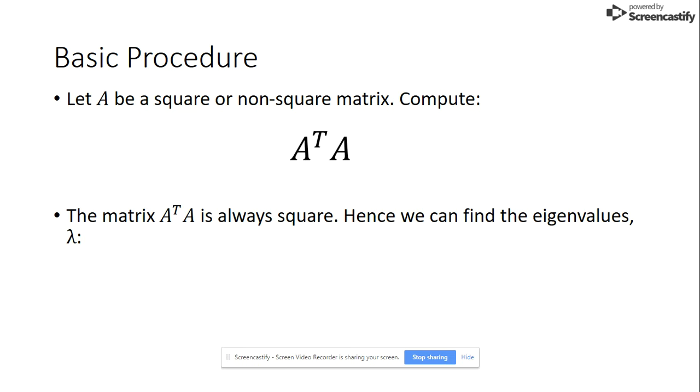The next step is, because we know that A transpose A is always square, we find the eigenvalues. And as is the normal procedure with finding the eigenvalues, we take the determinant of A transpose A minus lambda, which is the eigenvalue, multiplied by the identity matrix. And that is all equal to 0, and that lets us form a polynomial which we can solve.